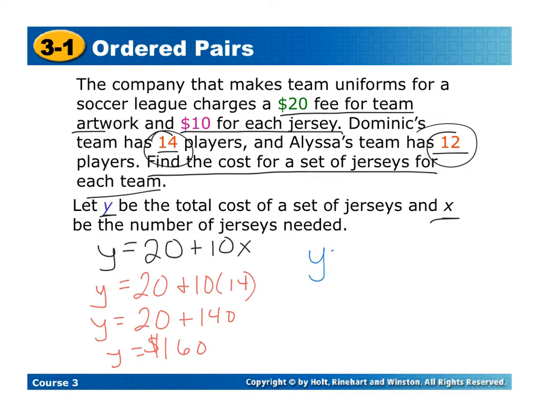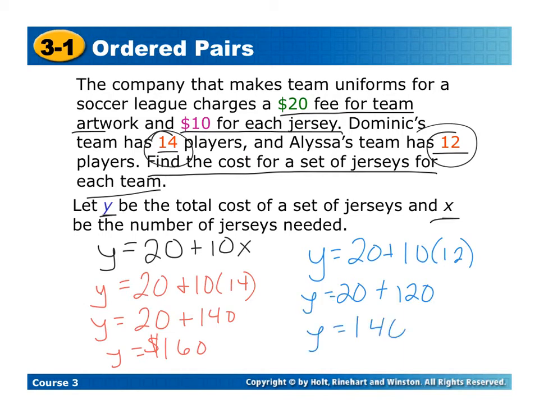Alright, so here we're going to have y equals 20 plus 10 again, but now this time the 10 is going to be multiplied by 12 because there's 12 players. Following order of operations, it's going to be 10 times 12, which is 120. So their final cost would be just $140.